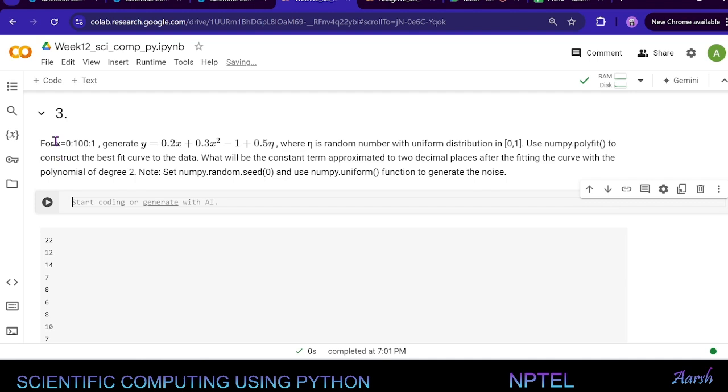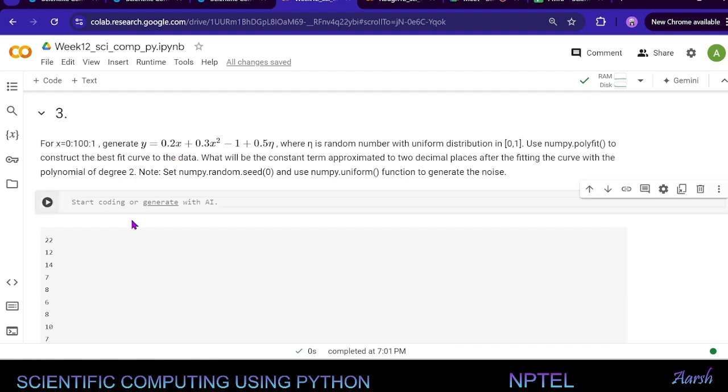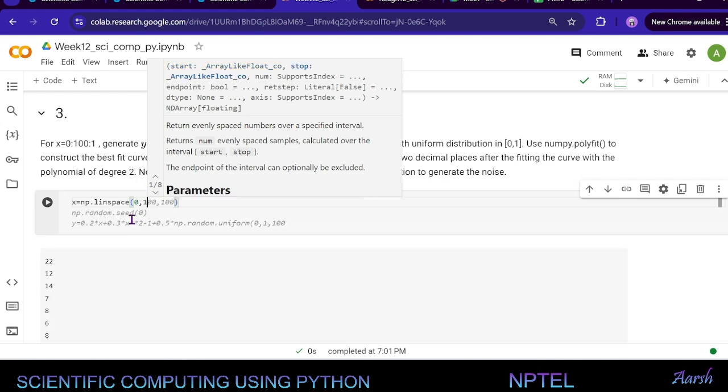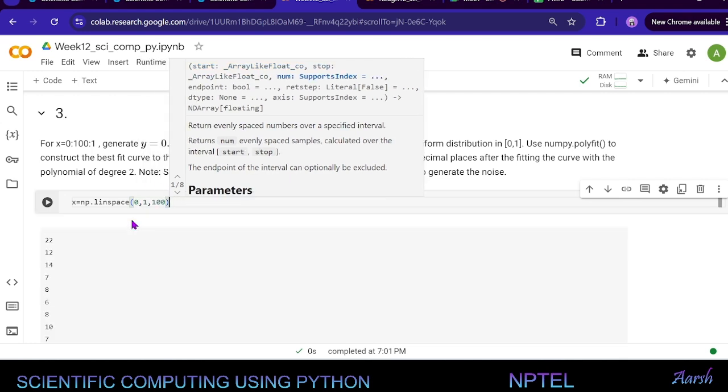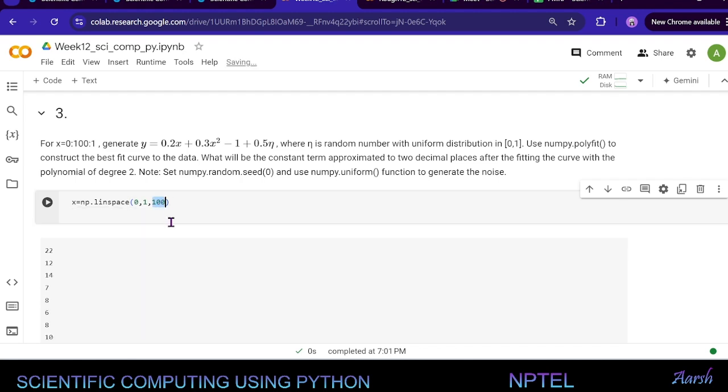This third one, for x is equal to this. Now this is slightly ambiguous. I don't really know what exactly they mean, but I'm going to treat it as an array from 0 to 1 with 100 points. Okay. So which is just linspace, 0 to 1 with 100 points. So let me make this n just to make it generalizable. N is 100.